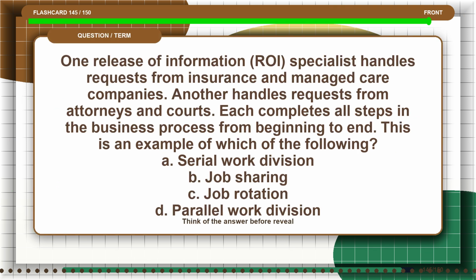Flashcard 145. One release of information ROI specialist handles requests from insurance and managed care companies. Another handles requests from attorneys and courts. Each completes all steps in the business process from beginning to end. This is an example of which of the following? A. Serial work division. B. Job sharing. C. Job rotation. D. Parallel work division. Think of the answer before the reveal.